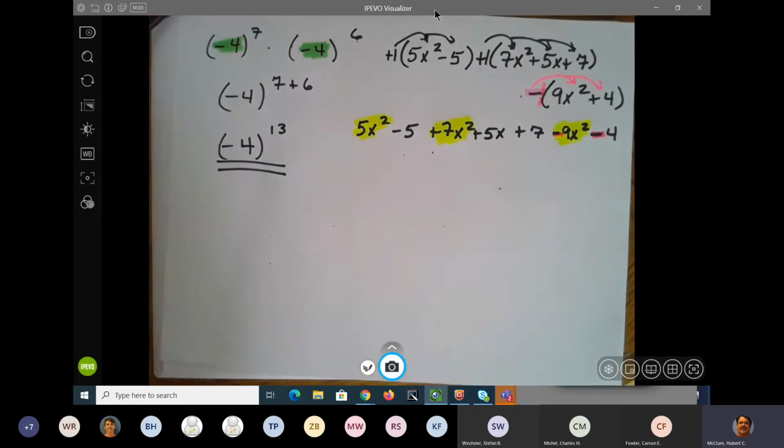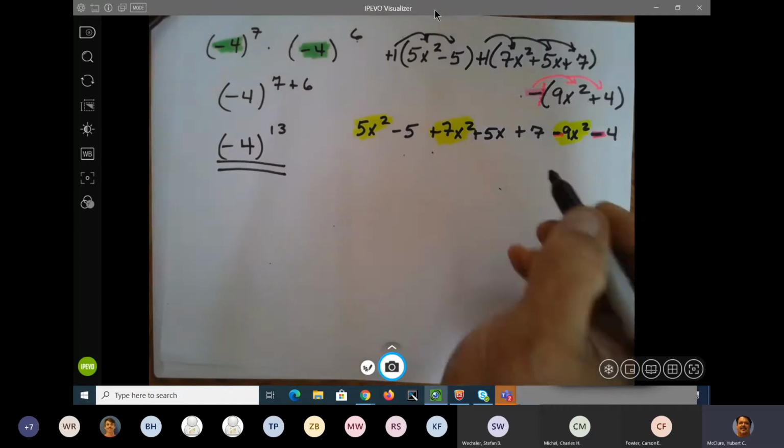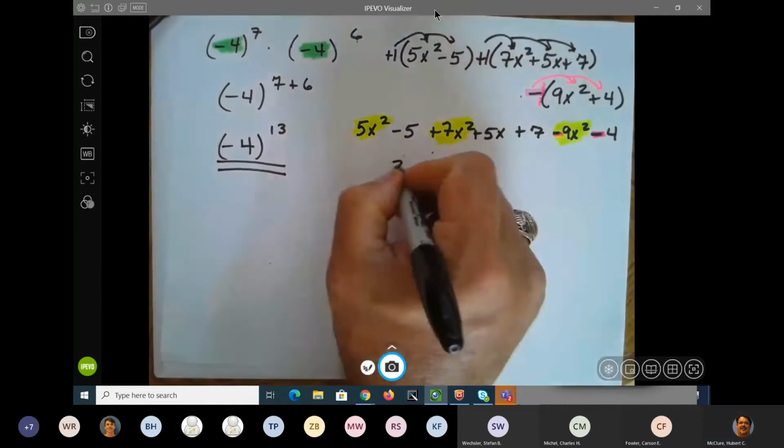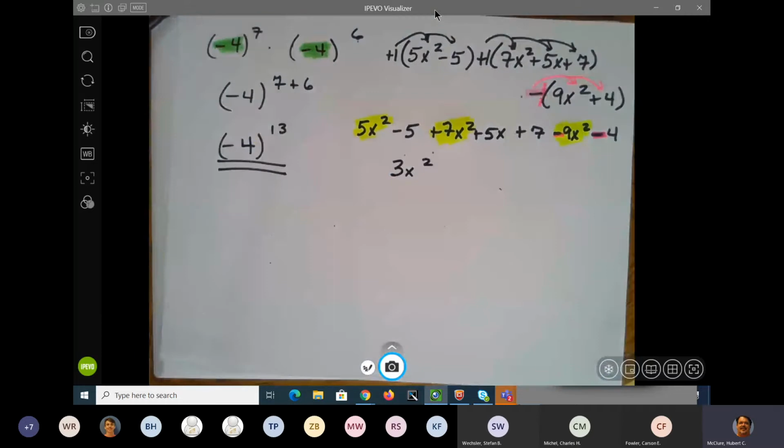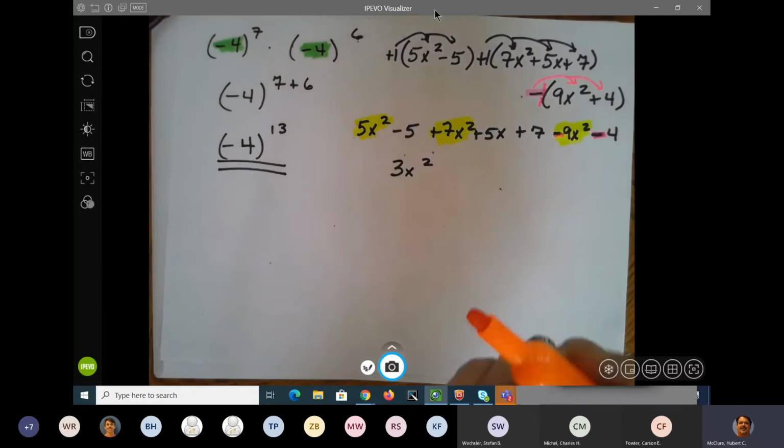And 5 plus 7 is, dang, what, 12? And 12 minus 9 is what? 3x squared. So now I'm going to take my orange marker. I'm going to highlight my x terms.